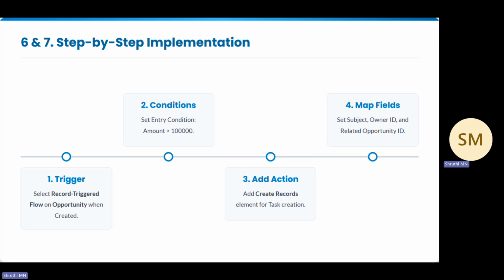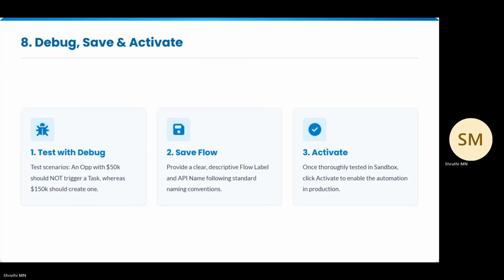Field: amount, operator: greater than, value: 1 lakh. This means the flow will continue only when the opportunity amount is greater than 1 lakh. Now we can save our flow and create records. Next, we need to create a task.